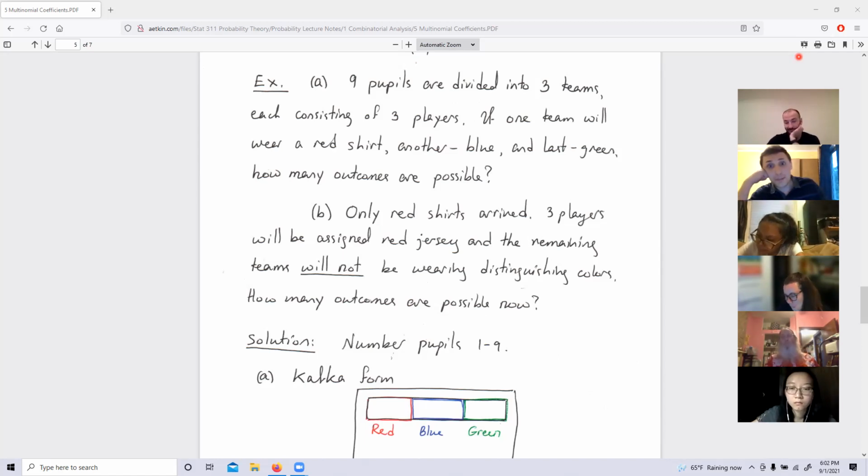So how many possibilities are there? So Gustavo says 9 factorial over 6 factorial.